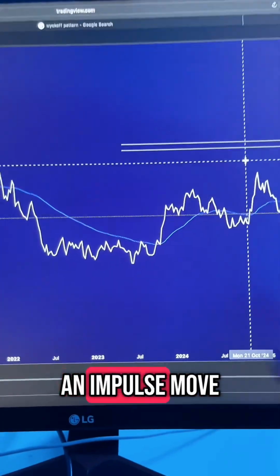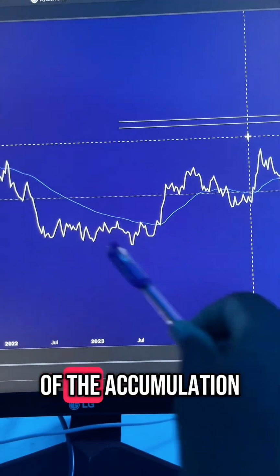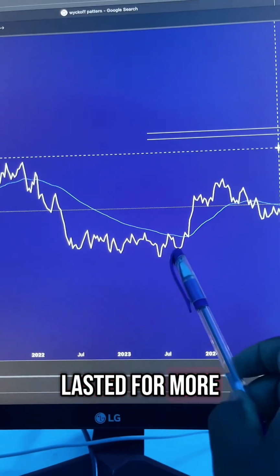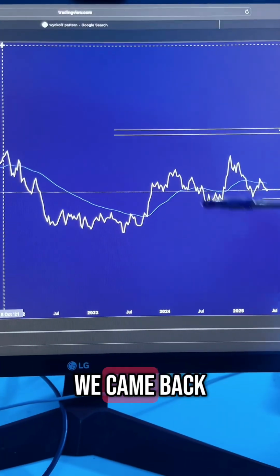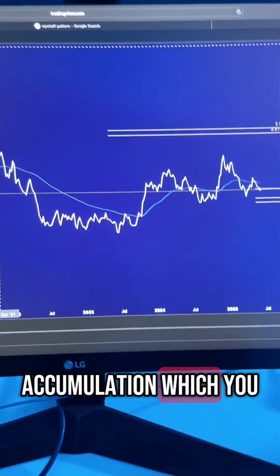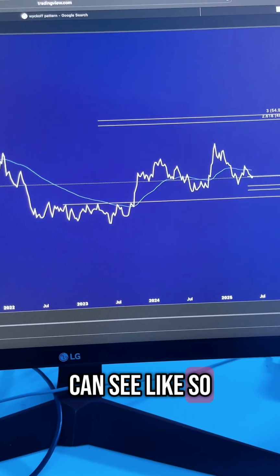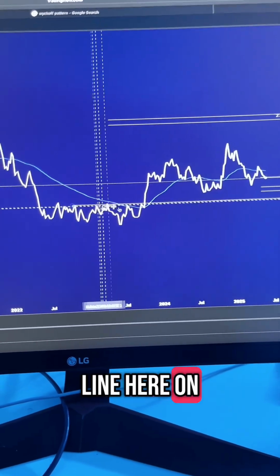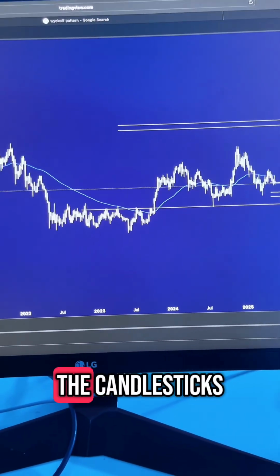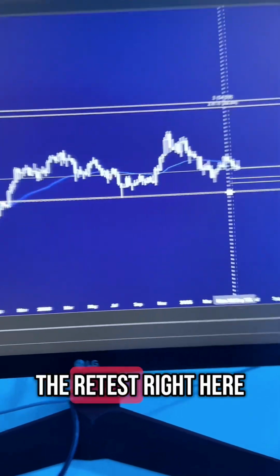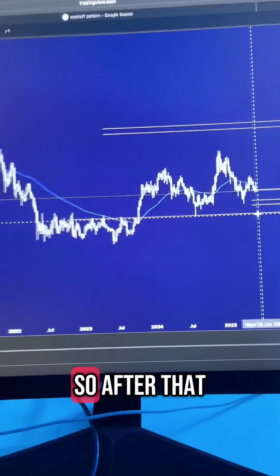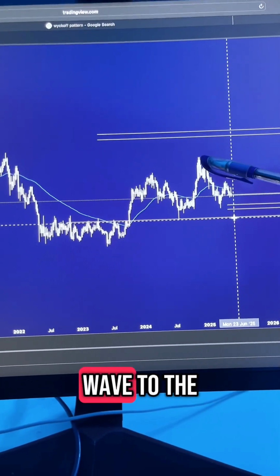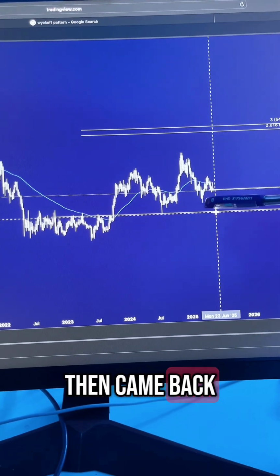We then had an impulse move to the upside, taking us out of the accumulation, and this accumulation lasted for more than 400 days. We came back and retested that accumulation, which you can see like so. If we put a line here on the accumulation and change that to the candlesticks, you will see the retest right here. So after that, we had another wave to the upside where we then came back to the downside.